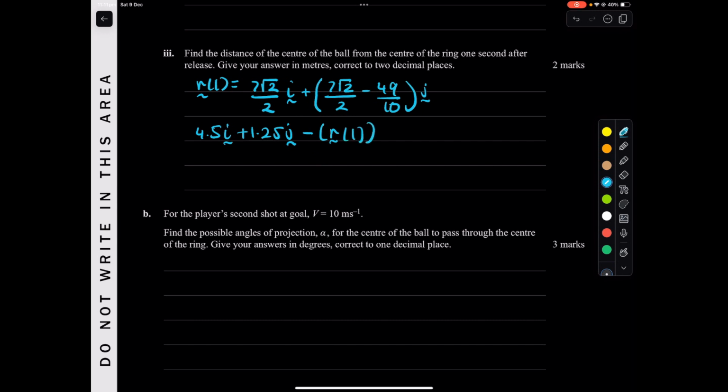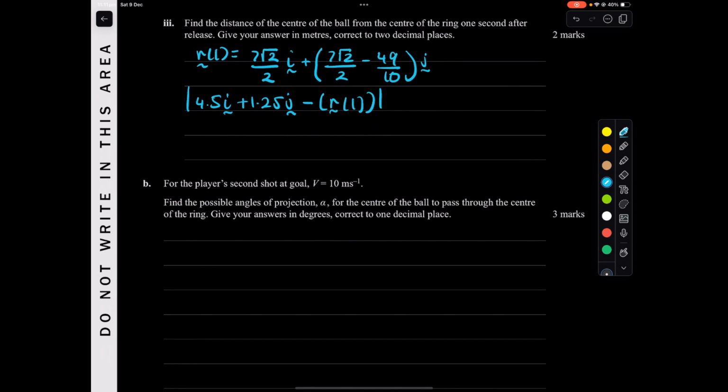Yep. And then we find the magnitude of that overall expression, and we get, what was it? We want it to 2 decimal places, so it will be 1.28 meters. That's the distance.